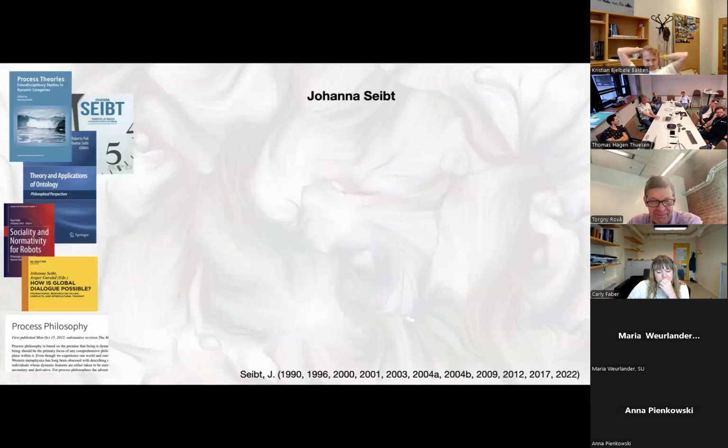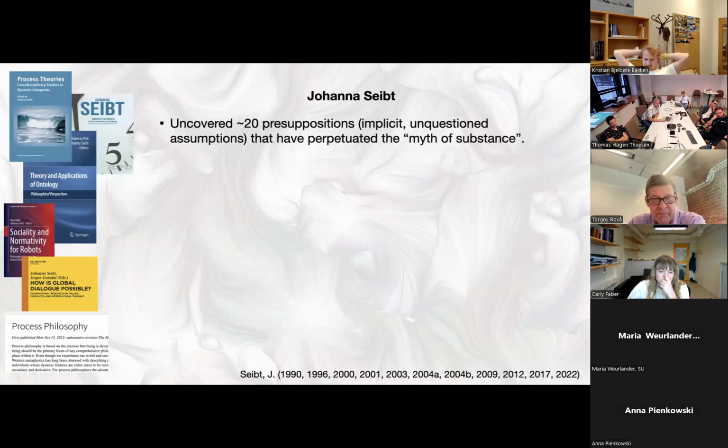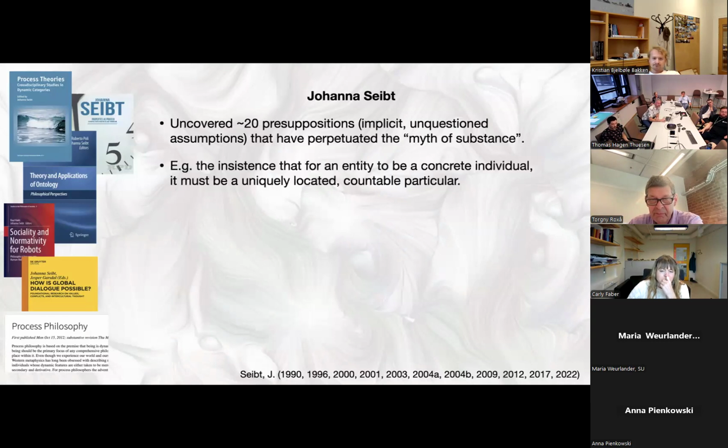And to see that, the best resource is the work of Johanna Seibt, a contemporary philosopher at the University of Aarhus. She has basically done the work of excavating all the underlying presuppositions, implicit, unquestioned assumptions, that have perpetuated what she calls the myth of substance. One of the most important ones is this insistence that for an entity to be a concrete individual, it must be uniquely located and countable and particular. This is not necessary.